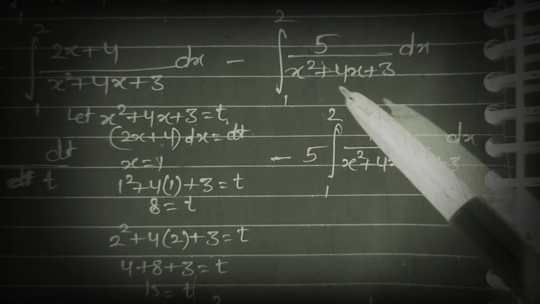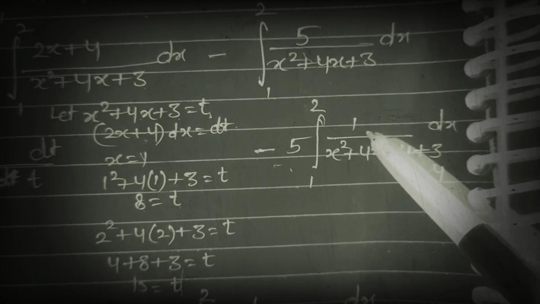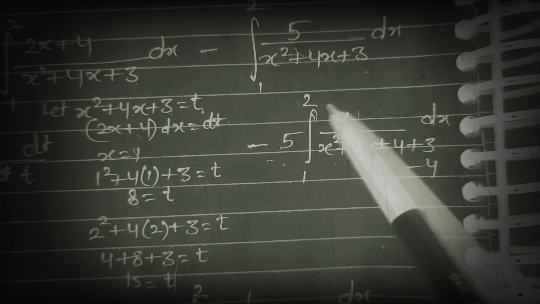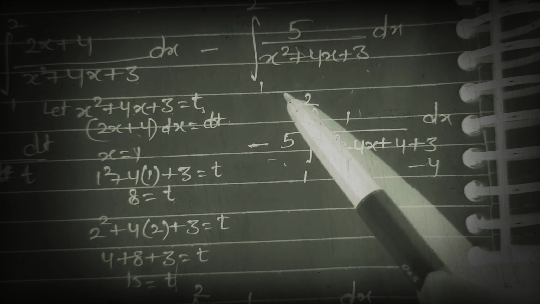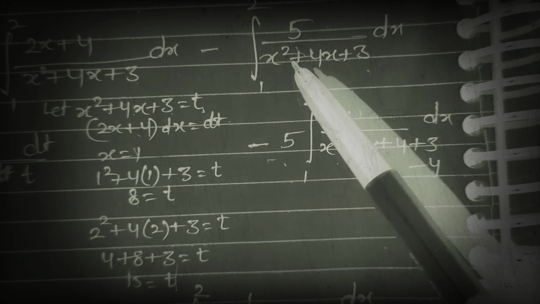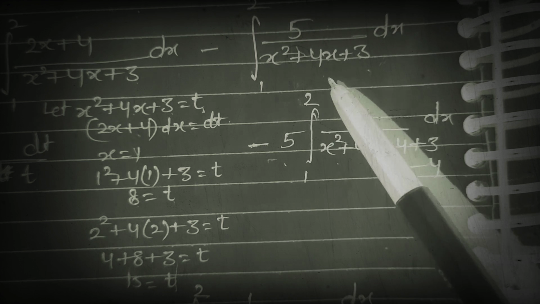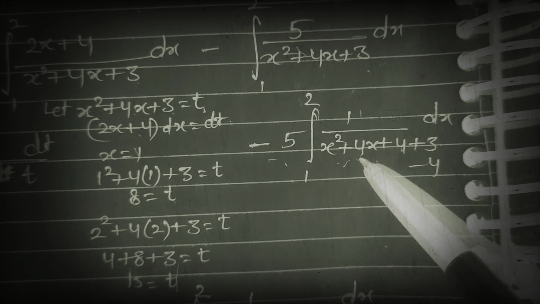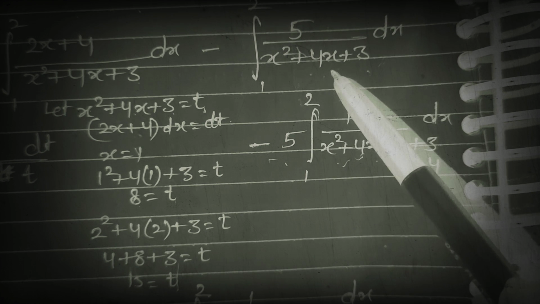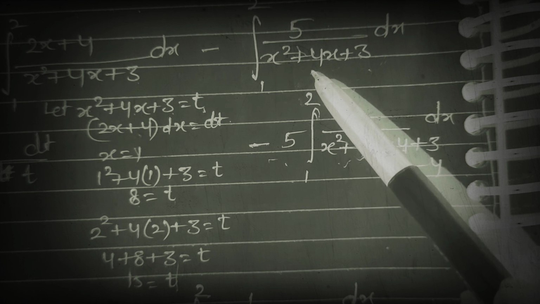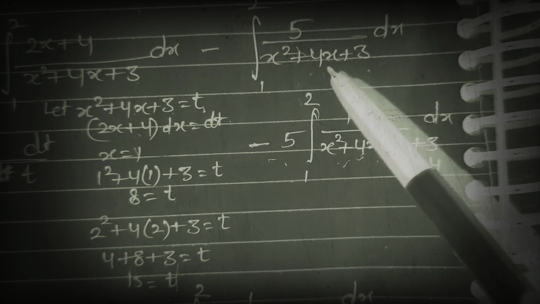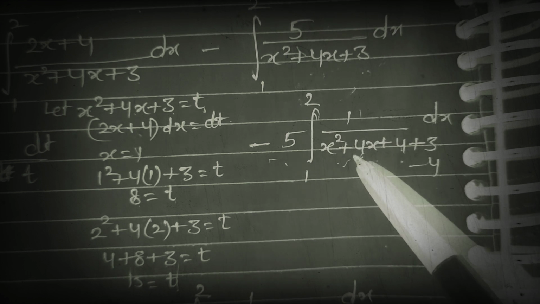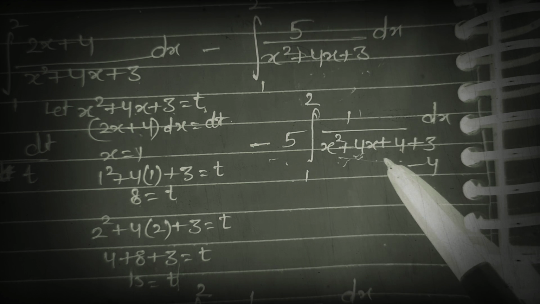Clear? And same here, minus 5, 1 upon x square plus 4x plus 3. We will solve this by the completing the square method. This is a quadratic polynomial, so we will solve it by completing the square. Or we can do it by partial fractions, because its factors are x plus 3 into x plus 1. इसको हम partial fraction से भी solve कर सकते हैं. Otherwise we can solve by completing the square method first.